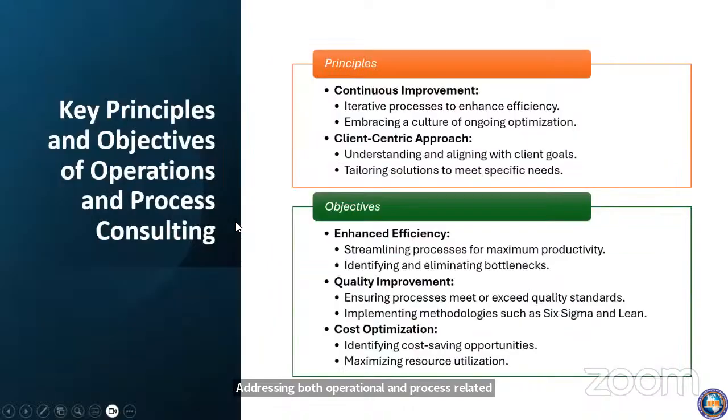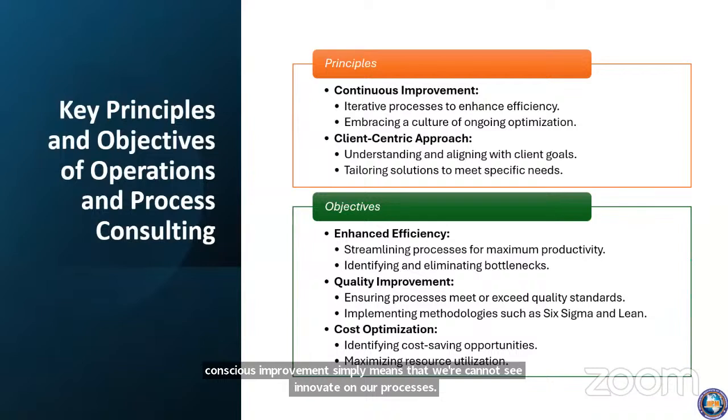Now, moving forward, the key principles and objectives of operations and process consulting. The key principles here, we have the continuous improvement principle, and then we have the client-centric or human-centric or customer-centric principle. The continuous improvement here involves an iterative process to enhance efficiency. Continuous improvement simply means that we must continuously innovate on our processes. That you have a process that works today does not mean that it will give you results forever.